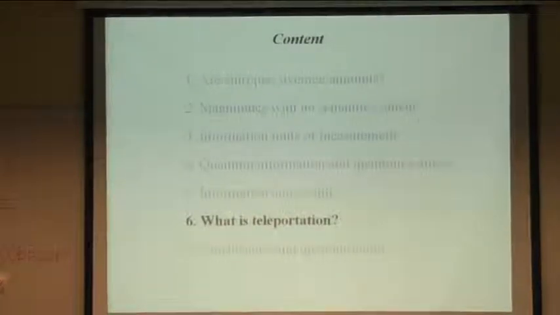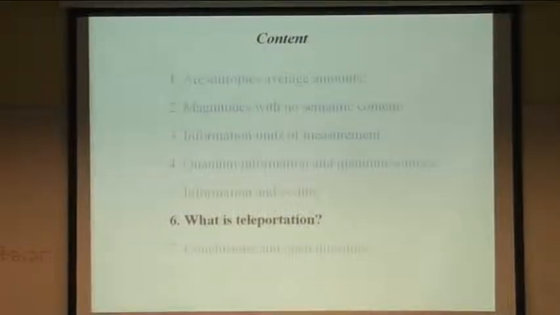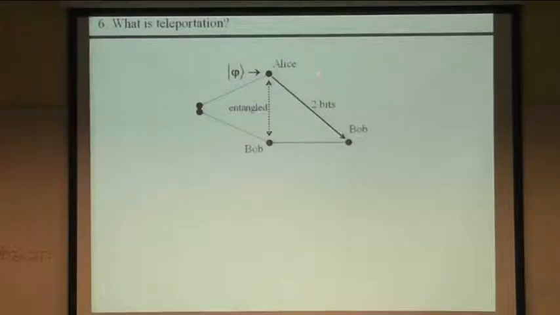So with all this framework, we can ask ourselves, what is teleportation? Well, everybody knows that we have two particles in an entangled state. Alice has one of them and Bob the other, and Alice performs some procedure with the state, and then sends two bits to Bob, and Bob can recover the state, which disappears from Alice.